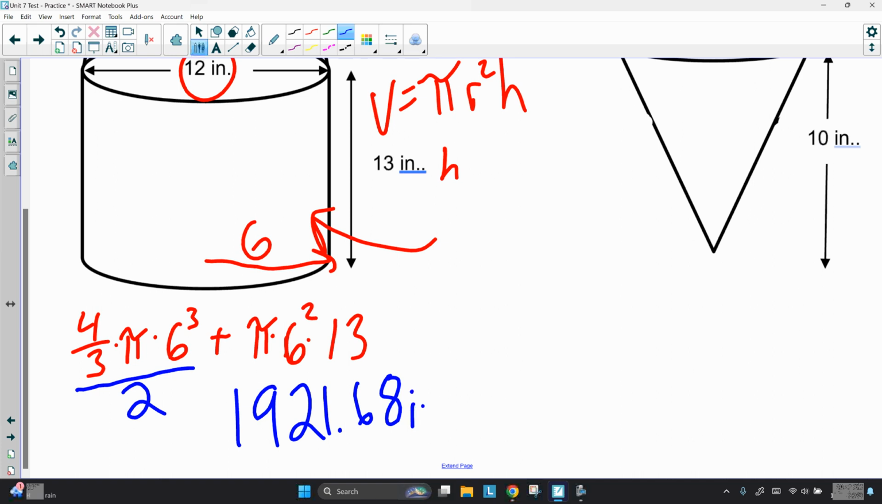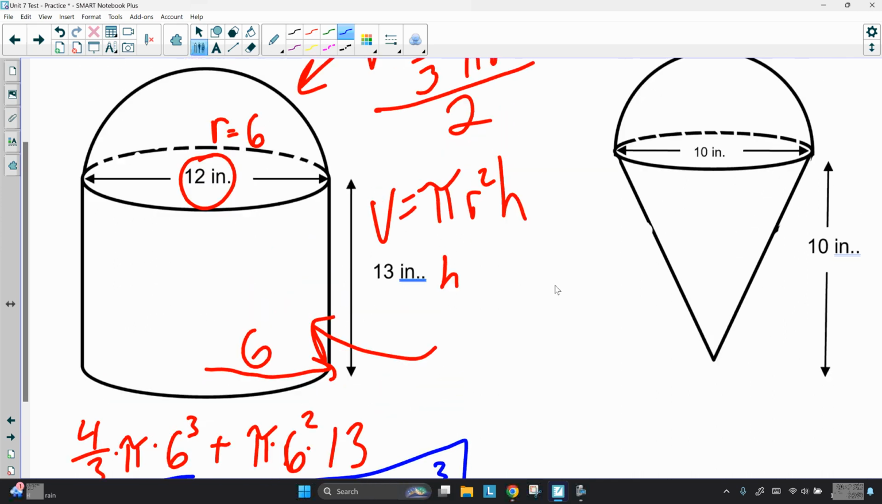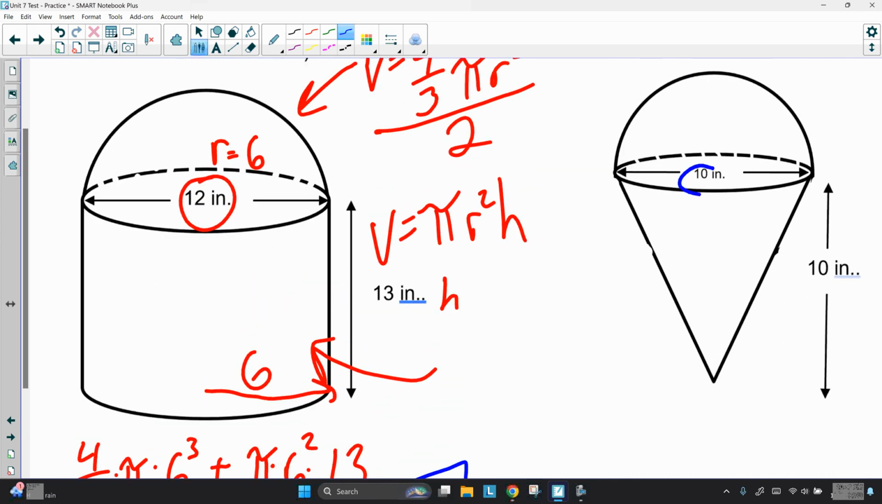Boom. The cone. Let's take a gander at the cone here. Again, we know we need to take half that for our radius. And just like the cylinder and hemisphere on top, this ice cream cone, if you will, we're going to have a hemisphere on top. So, same formula we used earlier, the 4/3 pi r cubed divided by 2, since it's a hemisphere. And we're going to use this cone. Remember, the cone volume was 1/3.